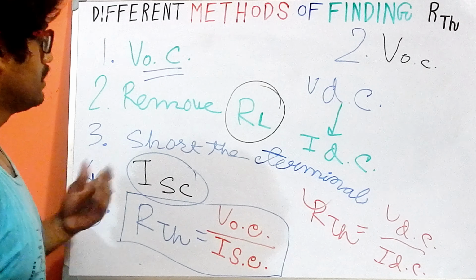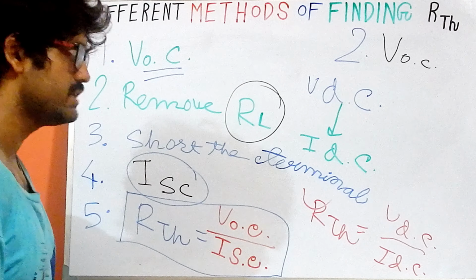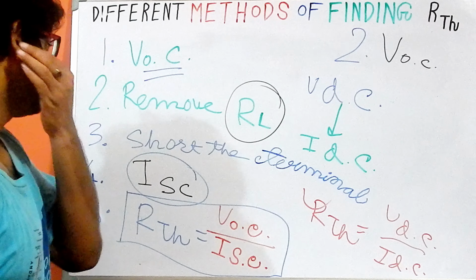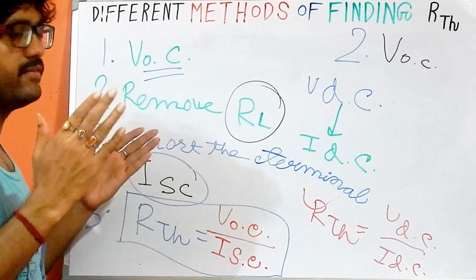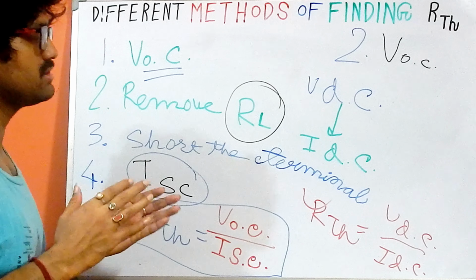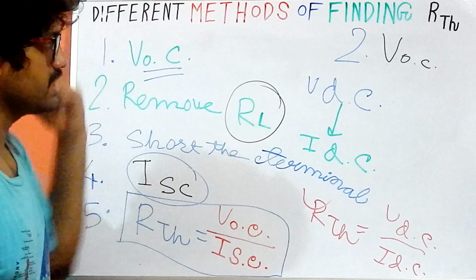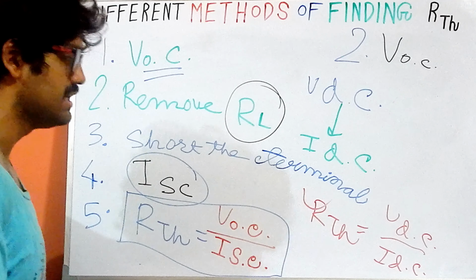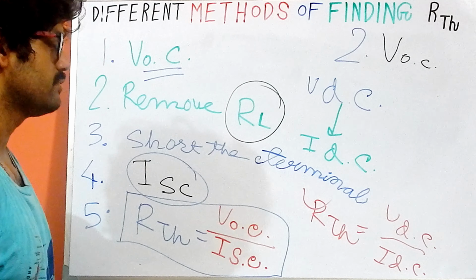Okay, so this is our second method. The first step is we should find out the open circuit voltage, which is VOC. By using the same procedure, removing the RL, we come out with the open circuit voltage, and the next step is we connect a voltage source, VDC. Because of the connection of this voltage source VDC, we get our current, which is IDC. By finding the ratio VDC divided by IDC, we get our RTH, or Thevenin's equivalent resistance.